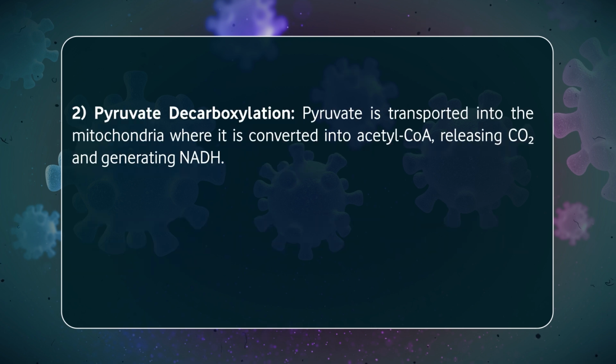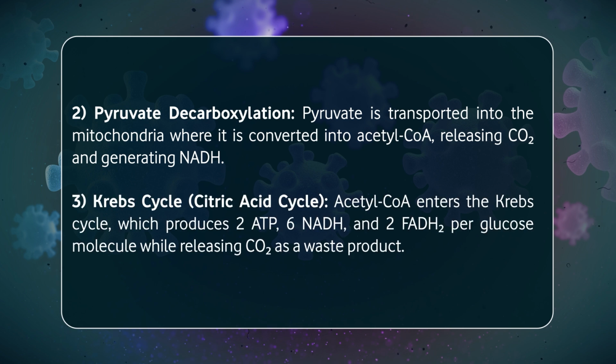Second, pyruvate decarboxylation. Pyruvate is transported into the mitochondria where it is converted into acetyl CoA, releasing carbon dioxide and generating NADH. Third, Krebs cycle. Acetyl CoA enters into the Krebs cycle which produces 2 ATP, 6 NADH, 2 FADH2 per glucose molecule, while releasing CO2 as waste product.